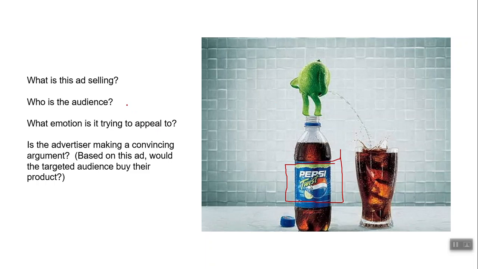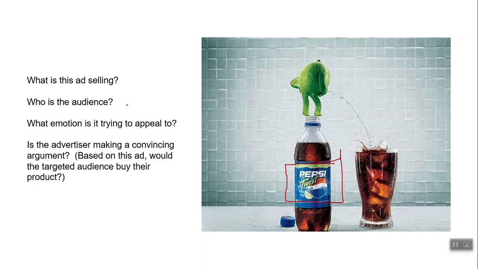Who is the audience? An adult might look at that and be like, huh, that's clever. Or an adult might look at that and be like, oh, that's gross. Why would you have that lime looking like it's peeing into a Pepsi? But really, who's going to think that this is funny? Probably a younger audience, right? I think my brother, when he was 12 or 13, would have thought that was hilarious. He would have probably worn it on a t-shirt. And that humor is an emotion. So it is trying to appeal to people's sense of humor.